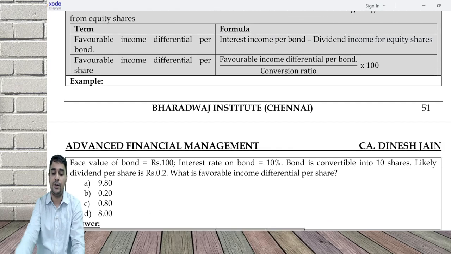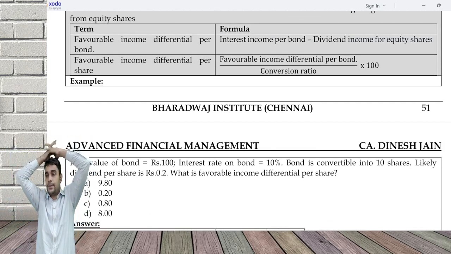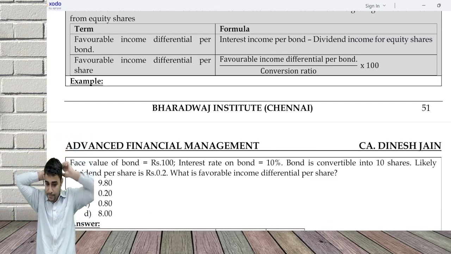Please, in this example, can you tell me what is the favorable income differential per share? This is a different example.